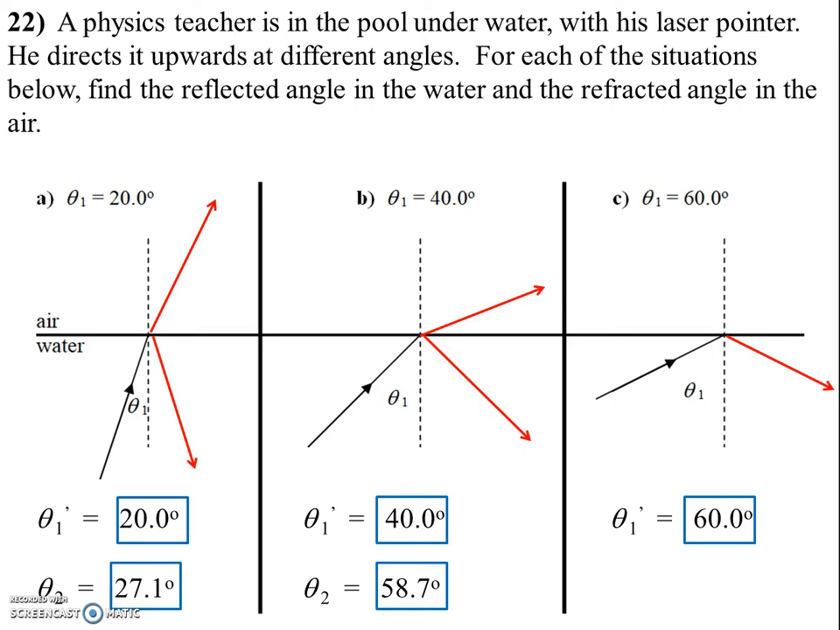Great. Do the same thing for letter C. Draw the picture. Once again, it's got to bend even more away, right? So here's a larger 60-degree angle. We're going in a straight line, but it's got to bend away from normal, so maybe something like this. I don't know how much, but something. You do your Snell's law.